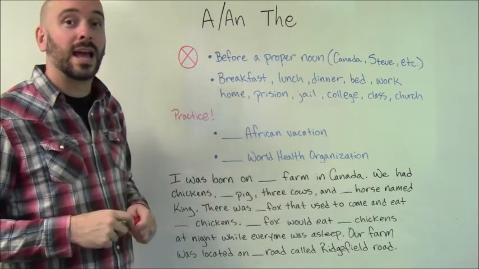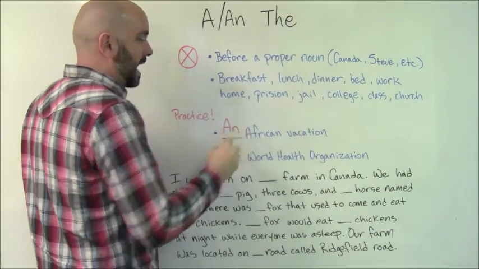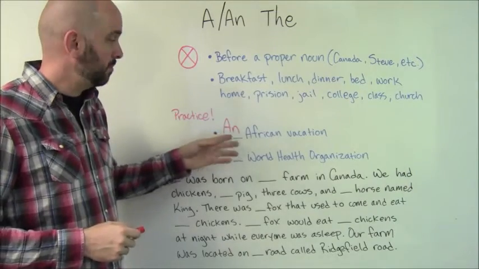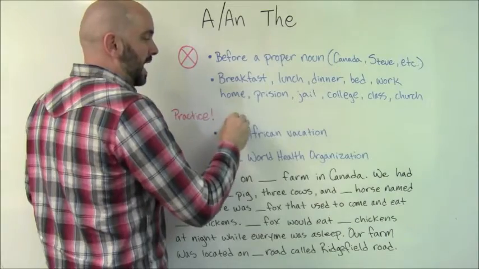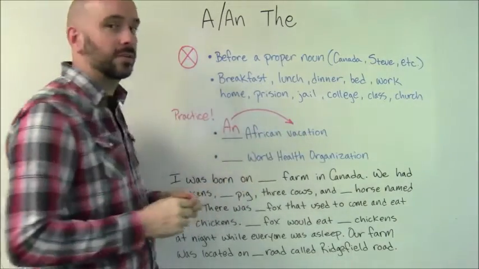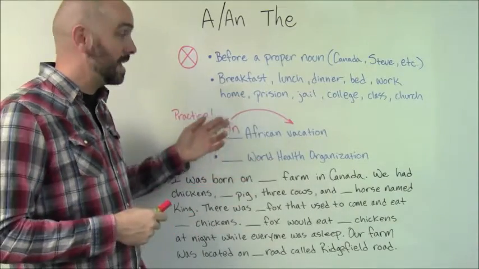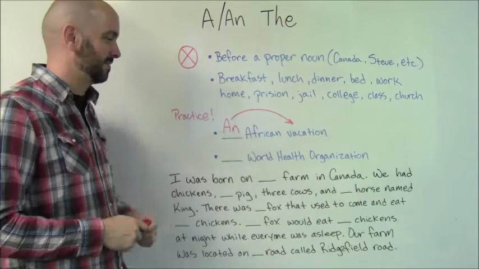If you said an, you'd be right. An African vacation. We're working with an because African starts with a vowel, but an is connected to vacation. I'm taking one vacation of many. An African vacation.